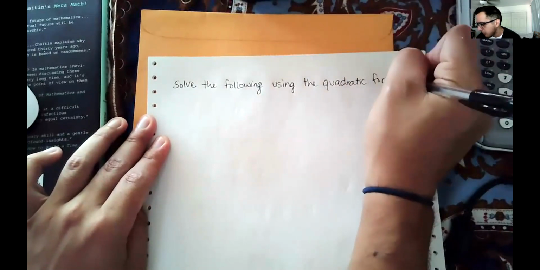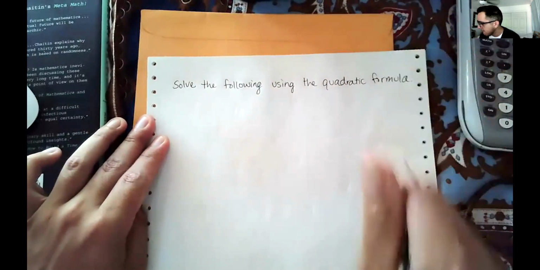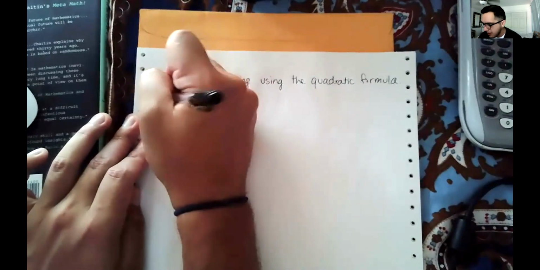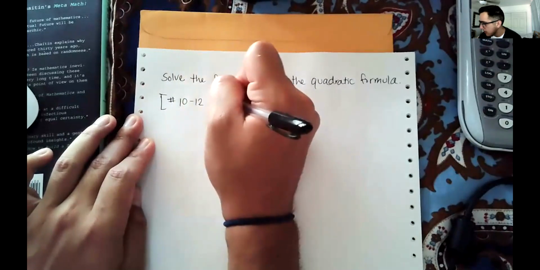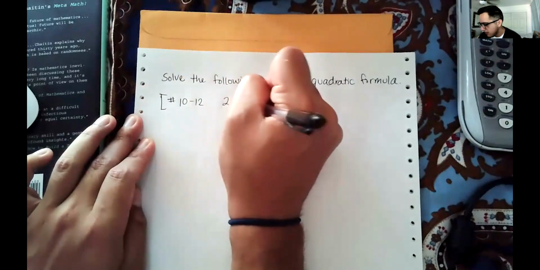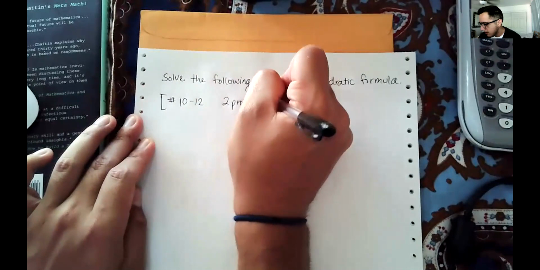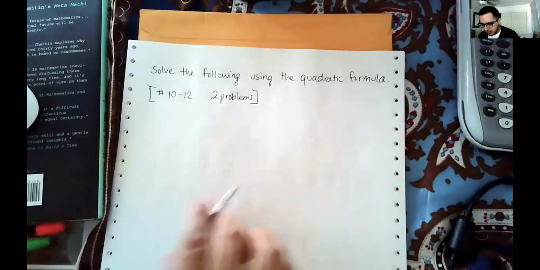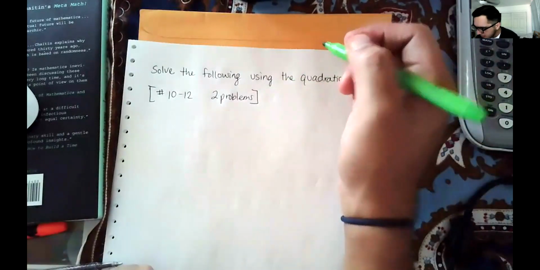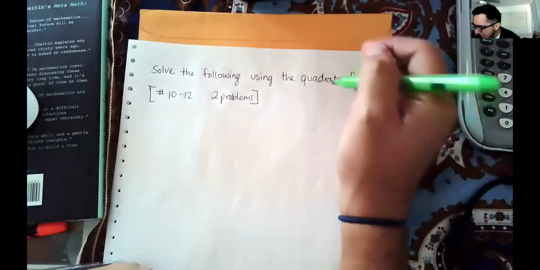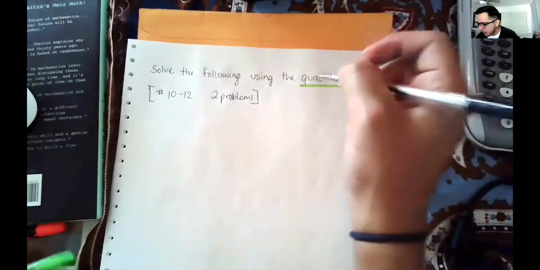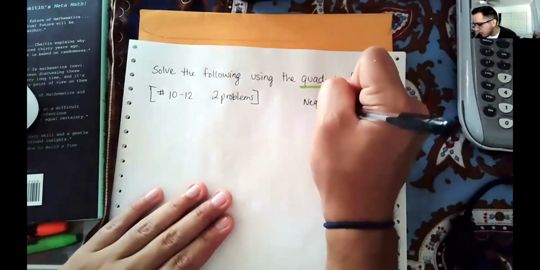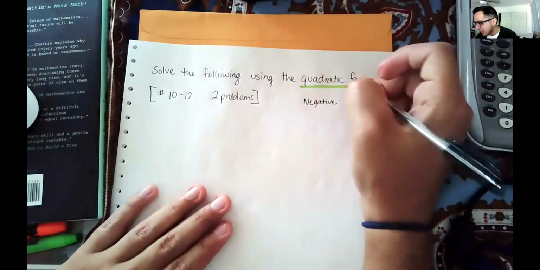Does anybody remember what the quadratic formula is? And this is questions number 10 through 12. Negative b plus or minus the square root of b squared minus 4 times AC over 2A. Yeah, that's it. Okay, so I always tell myself the story of the negative boy whenever I write down the quadratic formula.